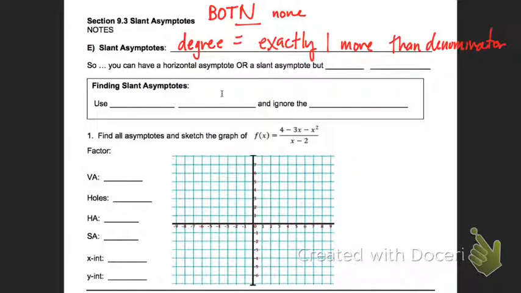So that means that your slant asymptote is a line, like an mx plus b line. If it were x squared or x cubed over x, like you had a degree of 2, then it would make a parabola slant asymptote. But we won't really see too many of those. So you can have either or. You can either have a horizontal asymptote or you can have a slant, but not both. So it only occurs when it's bigger on top.